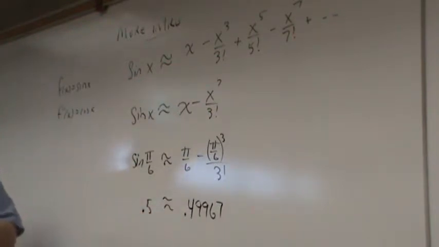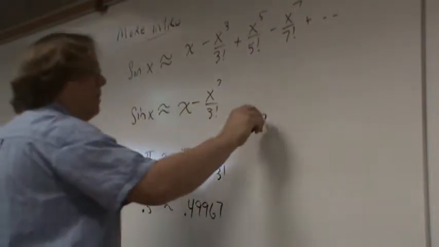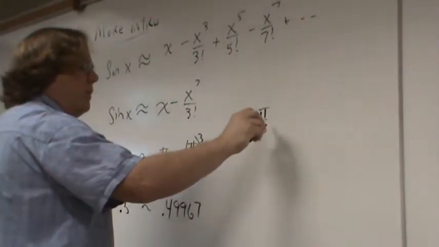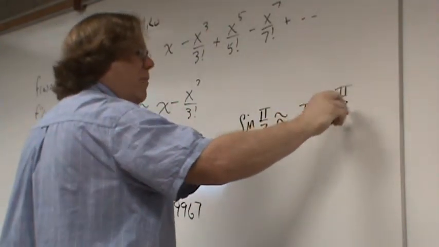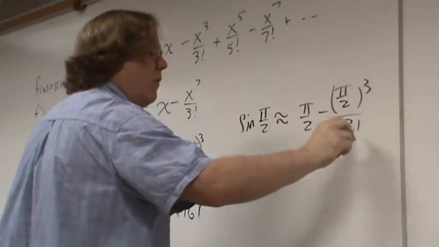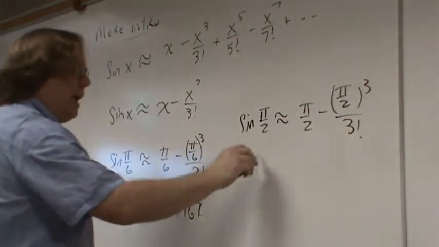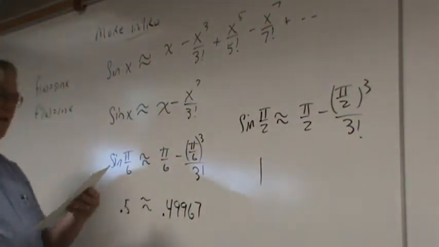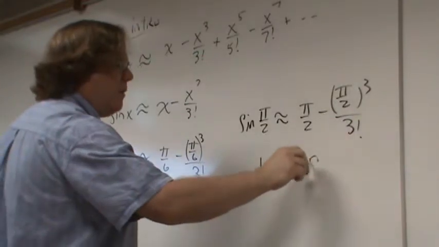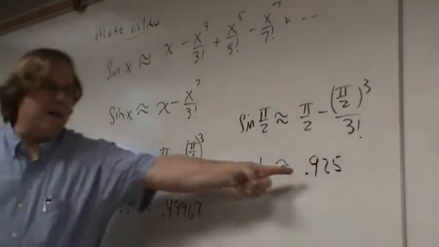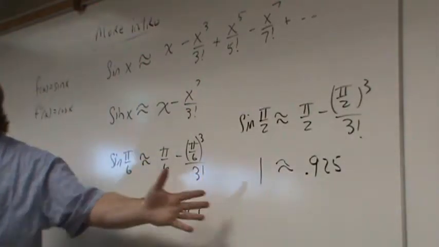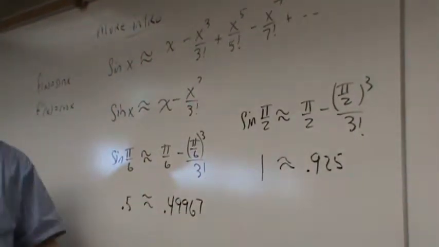But let's try it for other ones. How about pi over 2? Sine of pi over 2 is going to be approximately equal to pi over 2 minus pi over 2 to the third power over 3 factorial. Well, the sine of pi over 2 is 1, and this stuff here is 0.925. Well, that's not as good an approximation. Now I'm 8% off. You see?